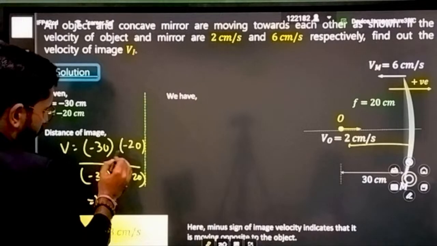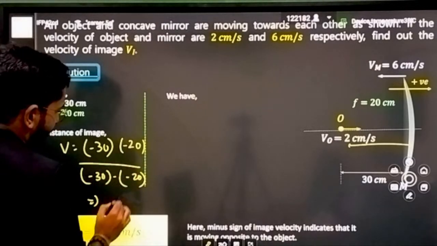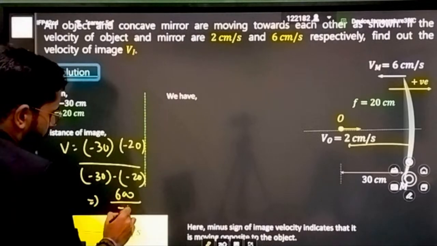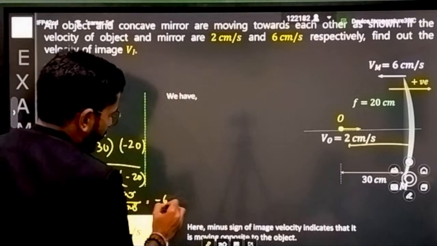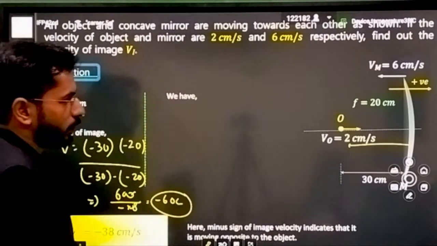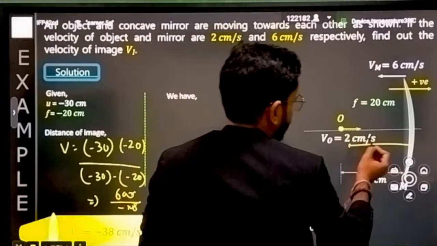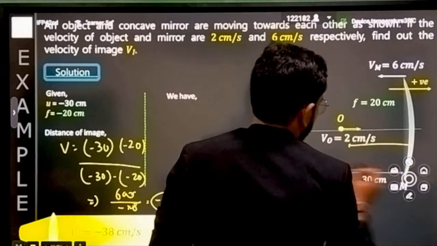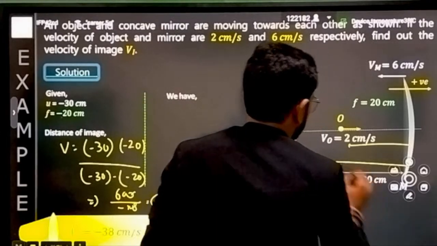So this will become positive and it will become 600. Correct? 600 divided by, here it will be minus 10. That means the image will be formed at minus 60 centimeter. First locate it. The object distance is 30, that means somewhere your image is forming, and that is at a distance of 60 centimeter.